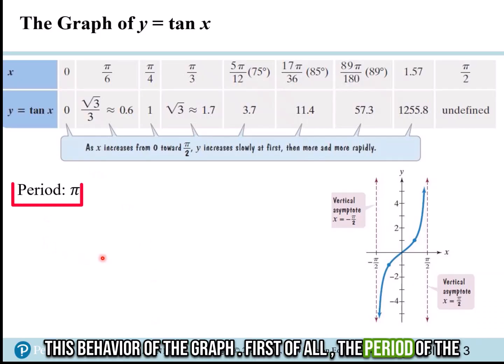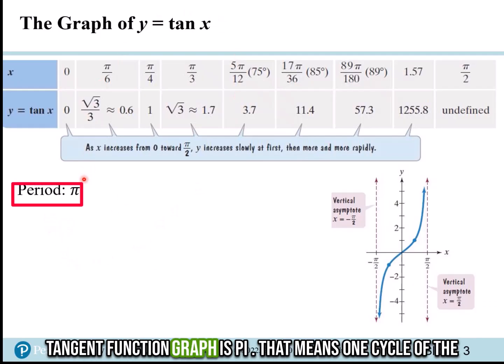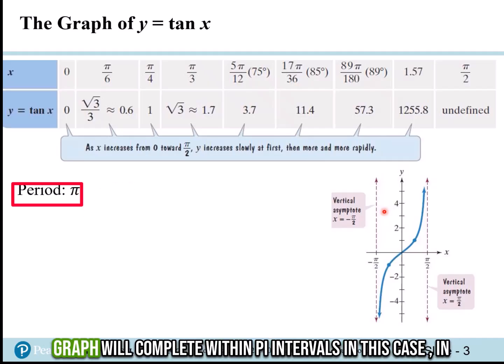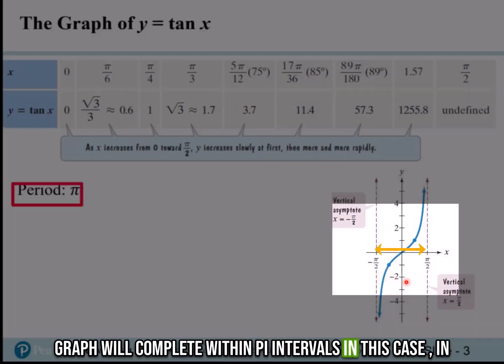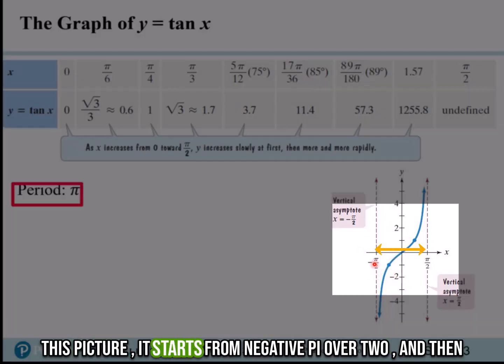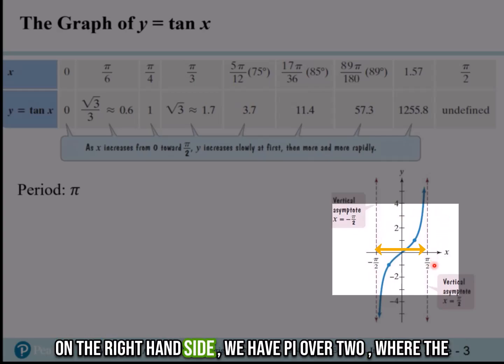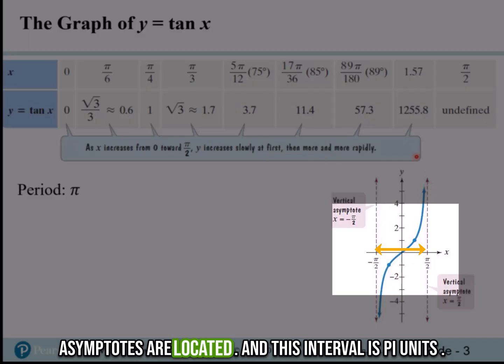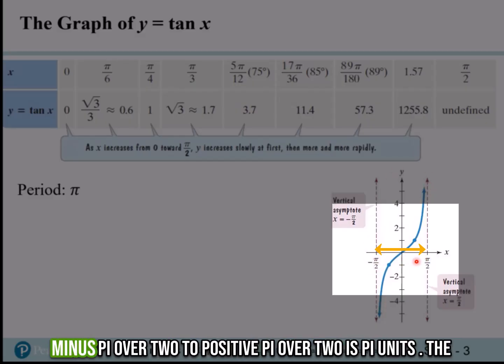First of all, the period of the tangent function graph is pi. That means one cycle of the graph will complete within pi intervals. In this picture, it starts from negative pi over 2, and then on the right hand side we have pi over 2 where the asymptotes are located, and this interval is pi units. Minus pi over 2 to positive pi over 2 is pi units.